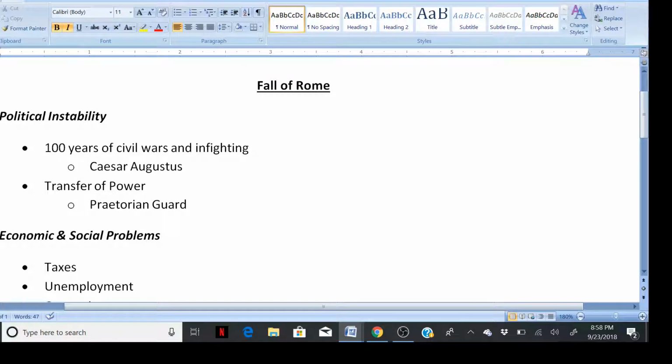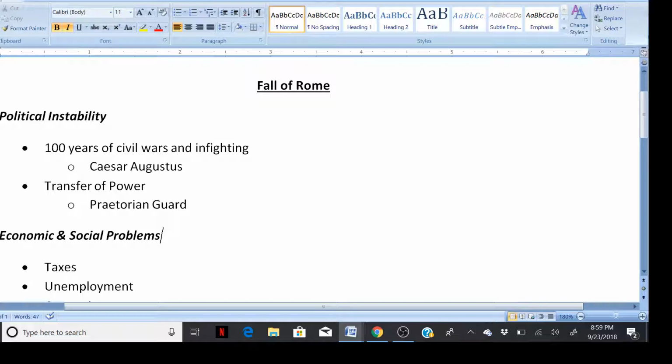So, with political instability, Rome had been at civil war and experienced infighting for 100 years until a man by the name of Caesar Augustus stepped in and kind of did away with, so to speak, the democracy and appointed himself as the emperor of Rome. Under Caesar, the empire expanded greatly and conquered many new territories.